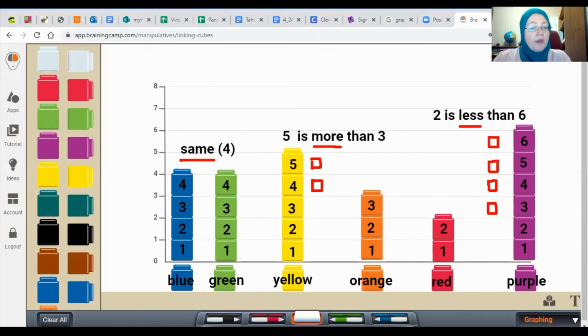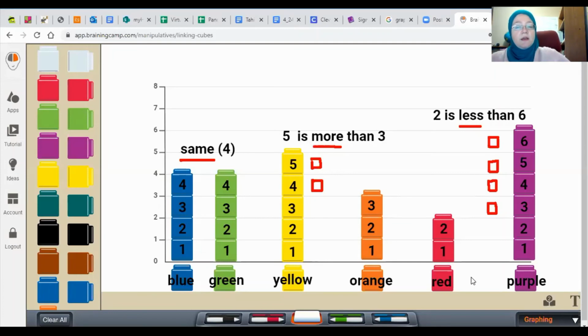We can also compare the yellow and the orange. This is a color graph. So, was there more yellow or more orange? That's right. There are 5 yellow and 3 orange. That means that there is more of the yellow than there is of the orange, because 5 is more than 3. It's 2 more than 3.